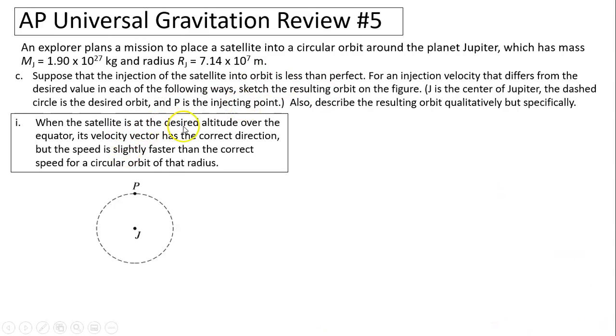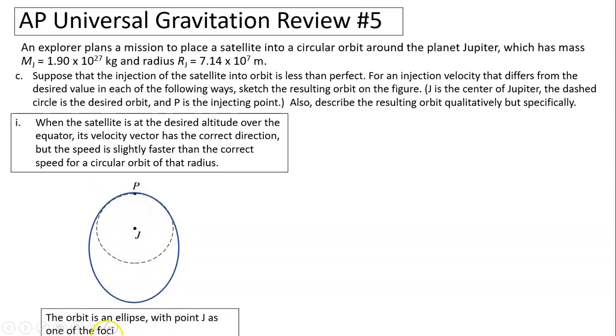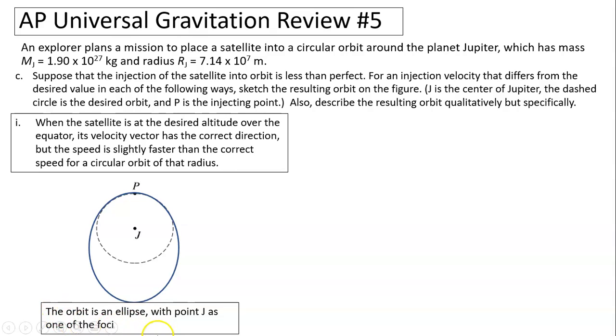A. When the satellite is at the desired altitude, at point P, its velocity vector has the correct direction. Suppose it's going to the left in this case, but the speed is slightly faster than the correct speed for the circular orbit. What would the new orbit be? The new orbit will become elliptical, with J as one of its foci. Because the speed is faster, your new orbit would be bigger than the circle. So it's elliptical with J as one of the foci. You have to describe the resulting orbit using words.